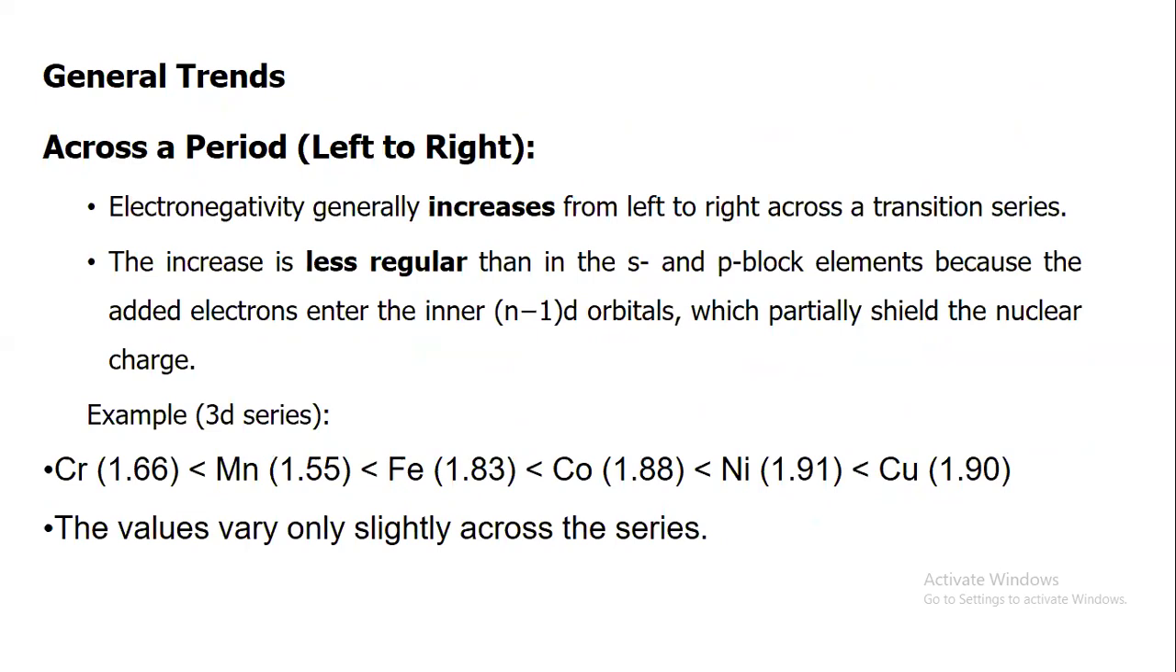General trends across a period, left to right: electronegativity generally increases from left to right across a transition series. The increase is less regular than in the s and p block elements because the added electrons enter the inner (n-1)d orbitals, which partially screen the nuclear charge. For example, in the 3d series: chromium, manganese, iron, cobalt, nickel, copper. The values vary only slightly across the series.